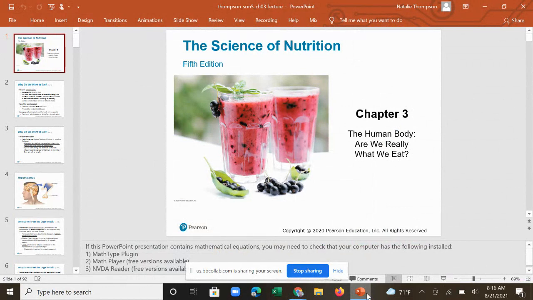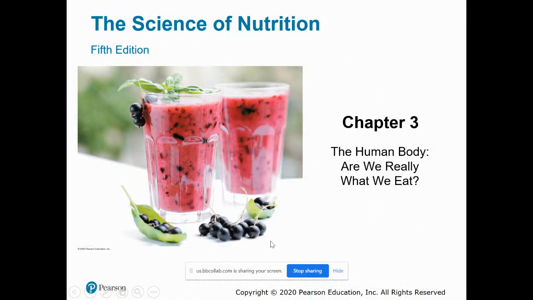In chapter 3, we're going to start to move away from some of the introductory topics and get a little more into the nitty-gritty science. So chapter 3 is going to start with some of the psychological and sociological influences on eating, and set a basic understanding for why we eat, which is, I think, an important thing to understand when we talk about nutrition. So why do we eat?